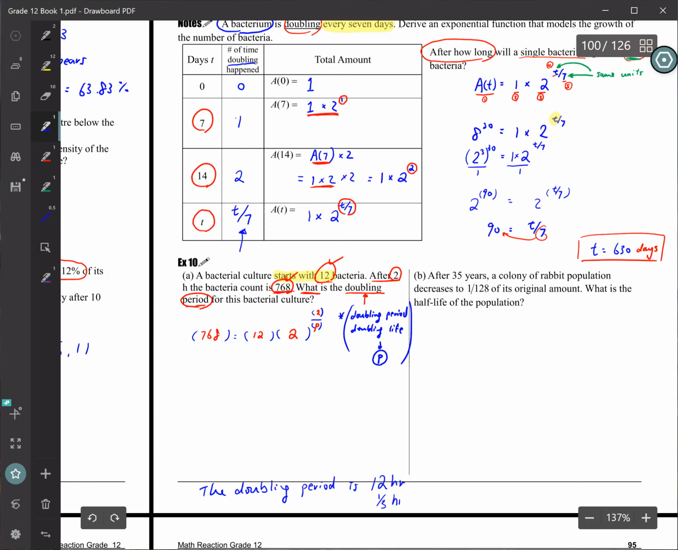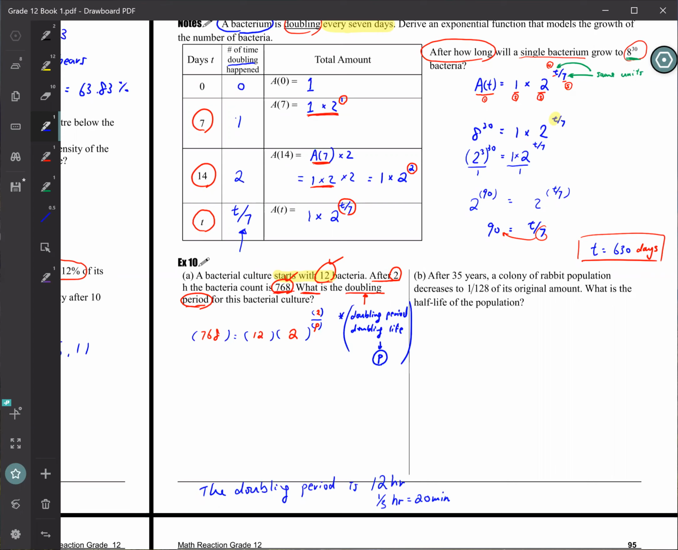1/3 hour. So every 1/3 hour. So 1/3 hour is how many minutes? Each hour has 60 minutes. A third of it is 20 minutes. So every 20 minutes it will double, right? Okay, let's see if we got something different. Eric, what do you have? I also have 20 minutes. 20 minutes? Okay.